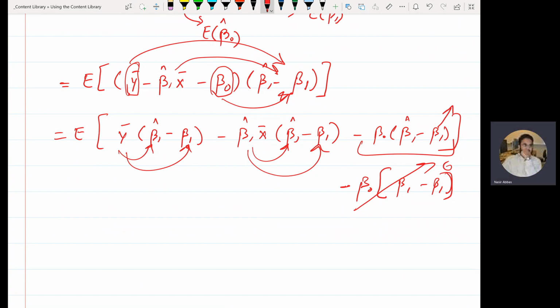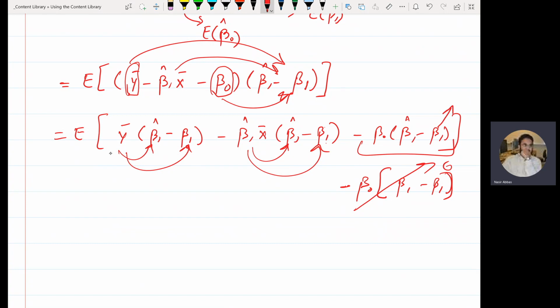This is going to get very long. This is going to become beta 1 hat square. And when you apply the expectation of beta 1 hat square, where will it come from? This will come from the variance, because by definition, variance is the expected value of x square minus the expected value of x whole square. Then you use it the other way and get this one from here. Here you will have beta 1 as a constant, so it will be the expected value of beta 1 hat. This will be easy.